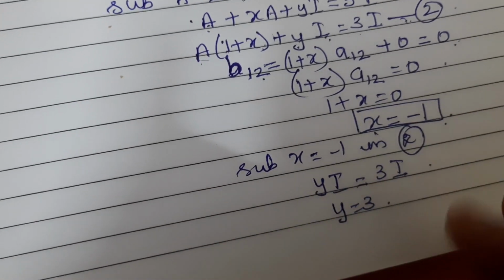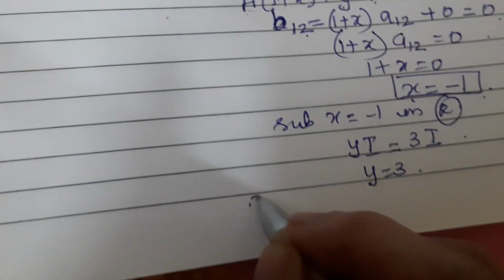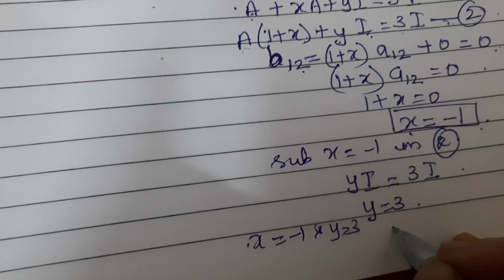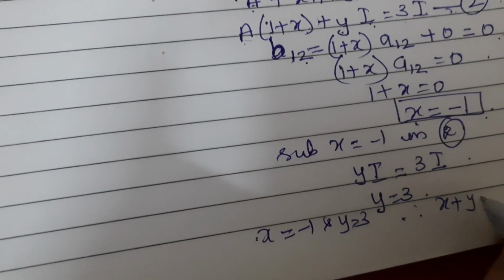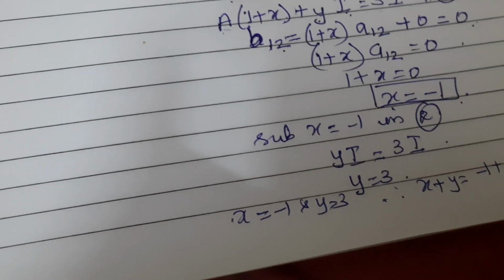So what do we get? x as minus 1 and y as 3. Therefore, x plus y is equal to minus 1 plus 3 equal to 2. This is the answer.